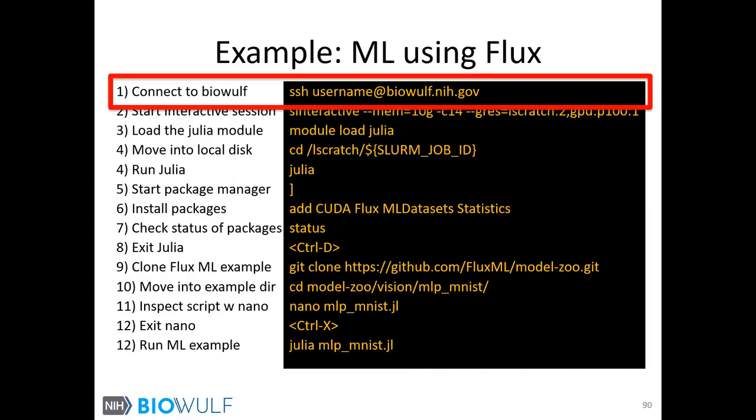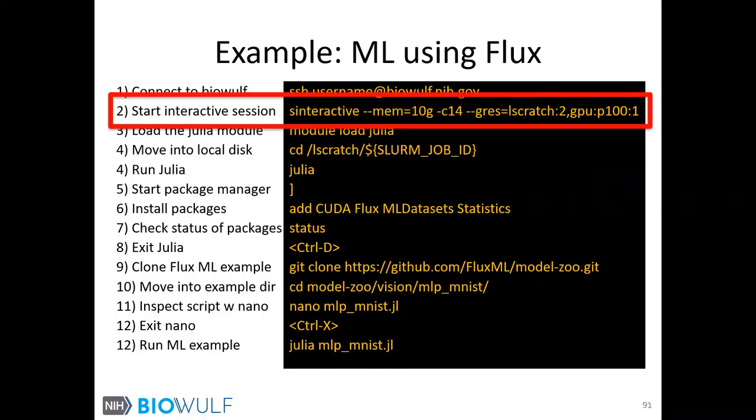So the first step is going to be connecting to Biowulf. For this example, we're not doing any graphics. Everything is text-based, so any application will do. You can use PuTTY or PowerShell if you're on Windows. You can use the Mac terminal or the Linux terminal on those platforms, or you can use NoMachine if that's what you use, or any other platform that lets you connect to Biowulf. Then we're going to start an interactive session.